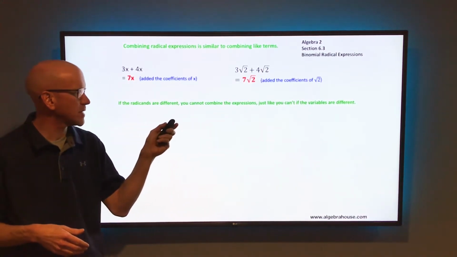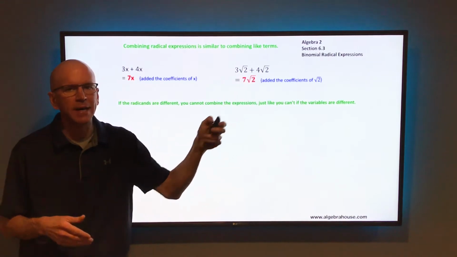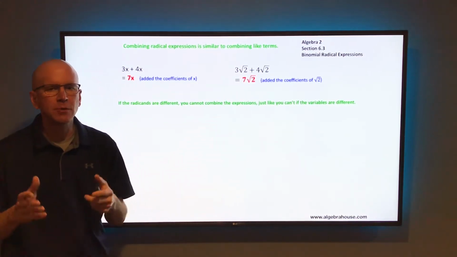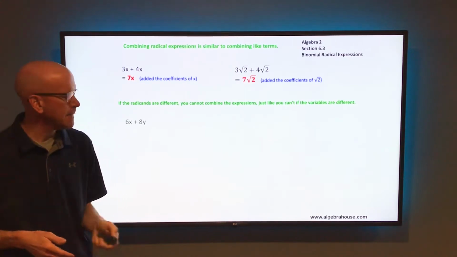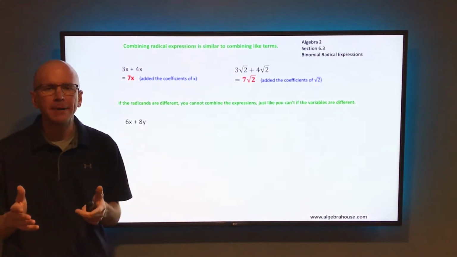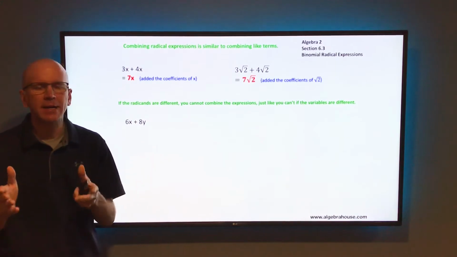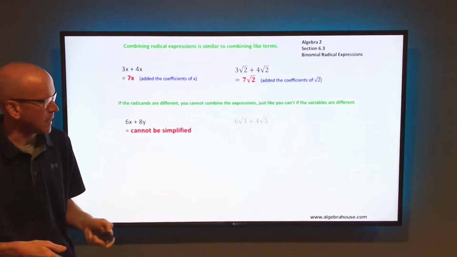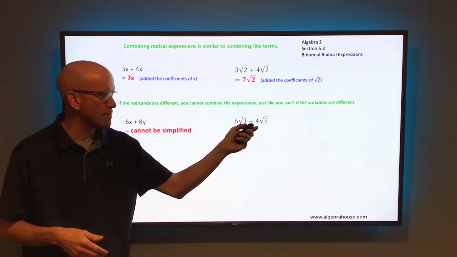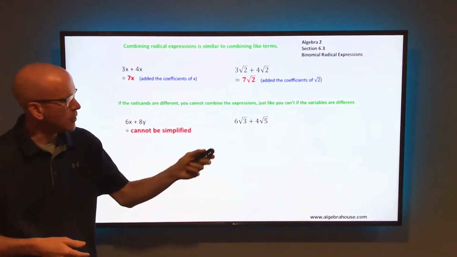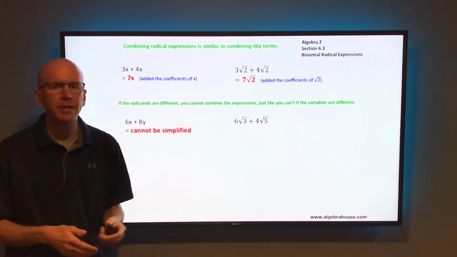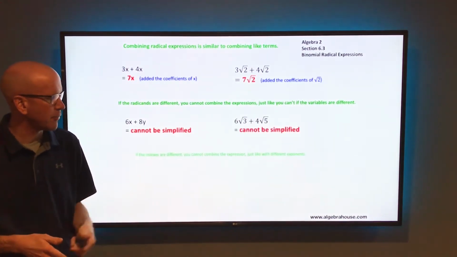If the radicands are different, so if what's under the square root sign is different, you cannot combine the expressions, just like you can't if the variables are different. So if you have 6x plus 8y, the variables are different, you cannot combine those. Those are not like terms. That cannot be simplified. Likewise, if you have 6 times the square root of 3 plus 4 times the square root of 5, notice what's under the radical sign is different, so those are not like terms. You cannot combine those. That cannot be simplified.